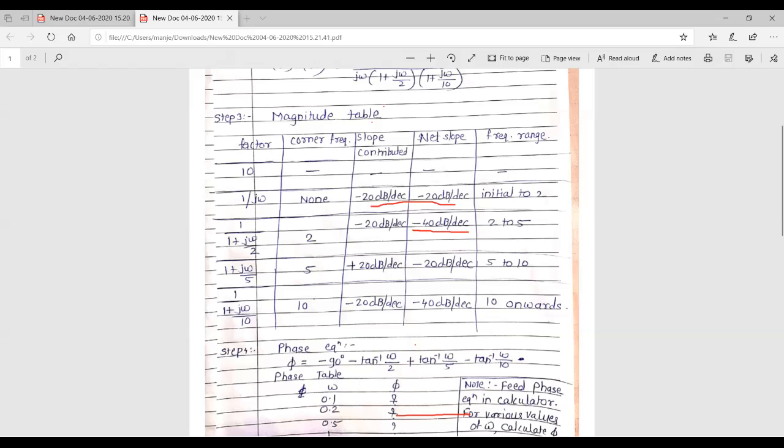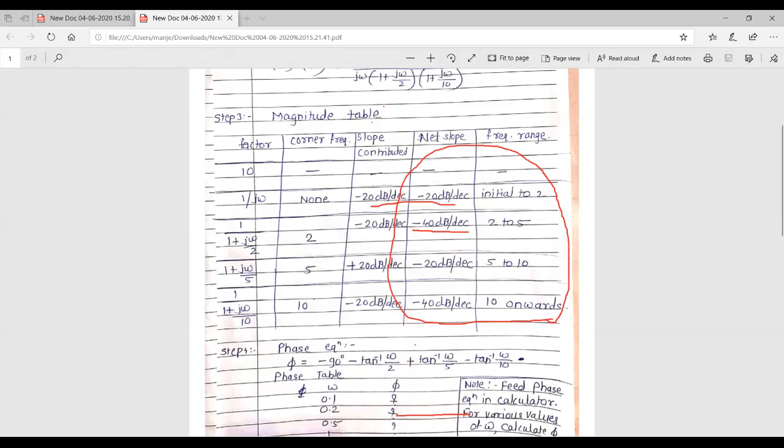So from initial to 2, the slope of the magnitude plot is minus 20 dB per decade. This will continue up to what? 2. After that, this slope will be from 2 to the next corner frequency, that is 5. Then from 5 to 10, and then 10 onwards. So the last 2 columns of this table are used for actually sketching the magnitude plot.